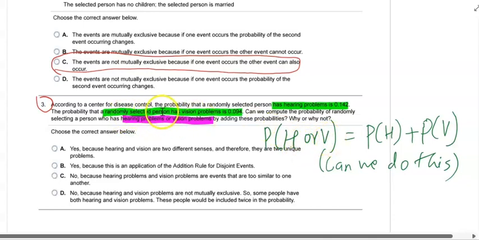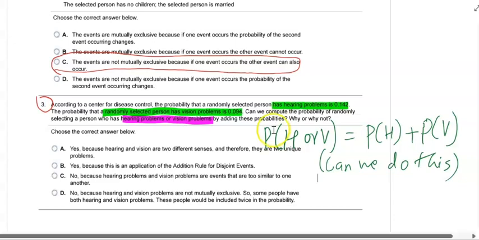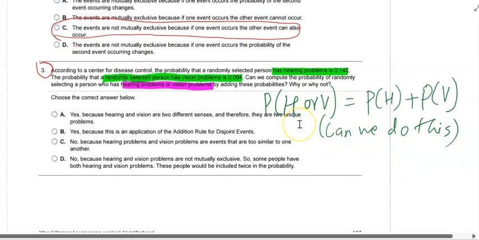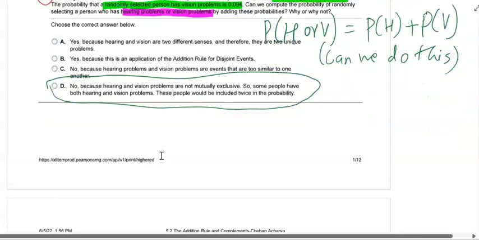But this is not mutually exclusive because you can find one person that might have a hearing problem and a vision problem at the same time. In other words, it is possible that one person could have both vision and hearing problems. So you cannot use this formula, because this formula is only for two events that are mutually exclusive. Therefore the answer is D, because hearing and vision problems are not mutually exclusive. Some people have both hearing and vision problems. Okay, therefore you cannot use it.